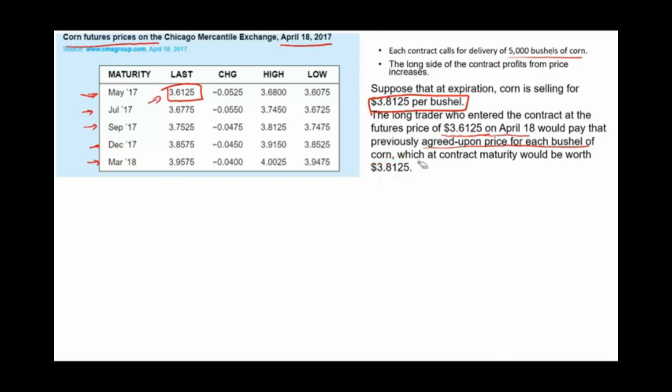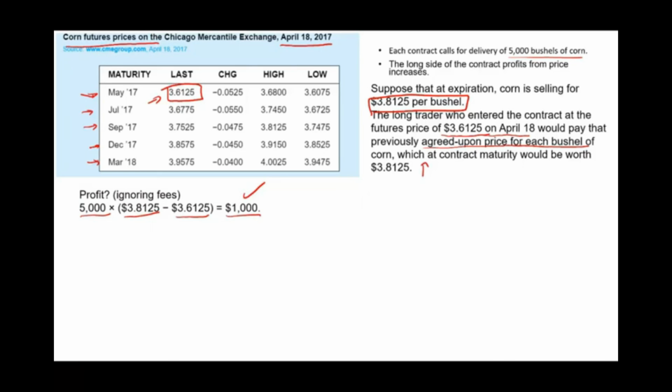Because my fear is the price will go up. And indeed, the price goes up. The price went up. As a result, I made a profit. Let's ignore all fees and everything. How much is my profit? Well, my profit is $1,000. If I did not buy it, I'll have to pay $381. Now I only have to pay $361.25 times 5,000 bushel. I made a profit of $1,000 because I purchased this option.